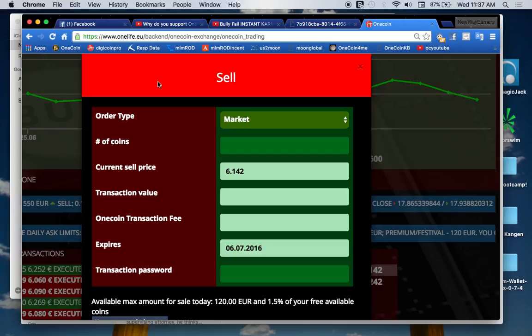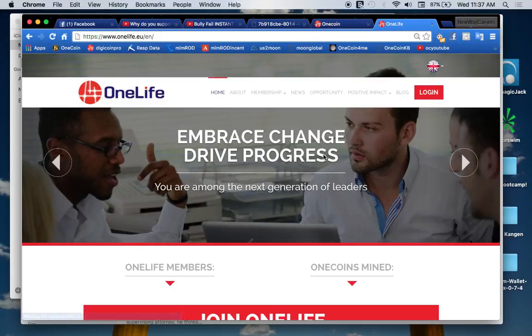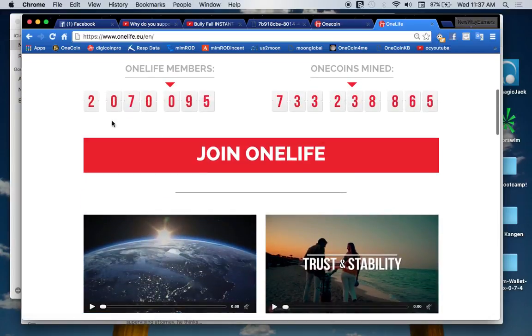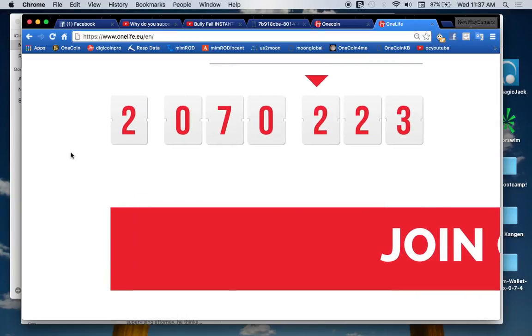Now, what happens as the community gets bigger and bigger? Right now, just to show you what's going on with the community, I think it might keep me logged in. Okay, good. You can see that right now our community is basically at 2,070,223. I know last week for several days the community was growing at about 7,000 people per day. If it's growing at 7,000 people per day, do you think that the liquidity is going to go up?